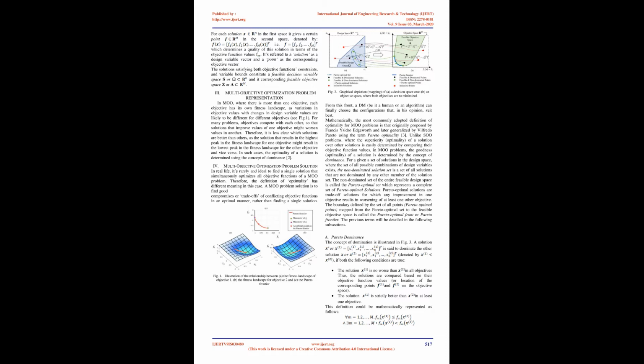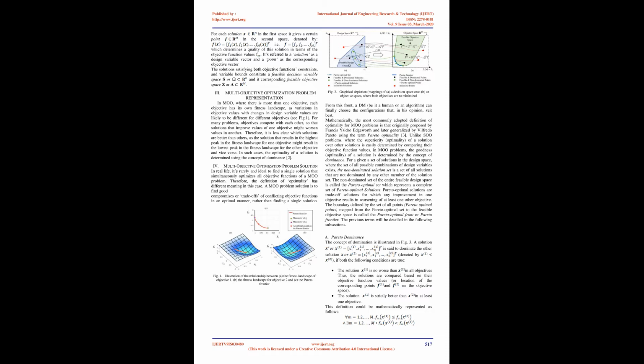Pareto optimal solutions are trade-off solutions for which any improvement in one objective results in worsening of at least one other objective. The boundary defined by the set of all points, Pareto optimal points, mapped from the Pareto optimal set to the feasible objective space is called the Pareto optimal front or Pareto frontier. The previous terms will be detailed in the following subsections.